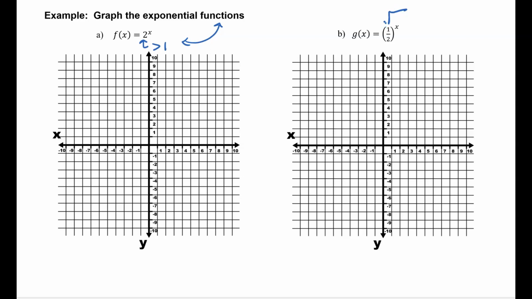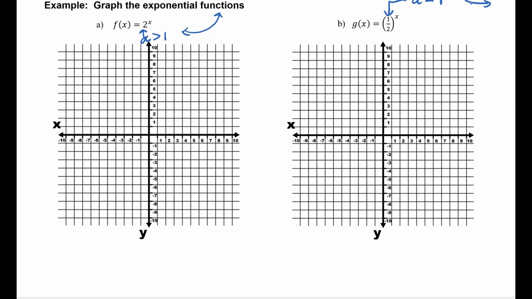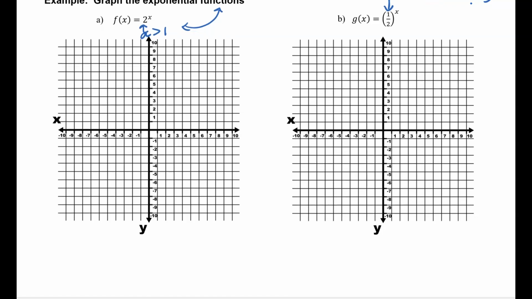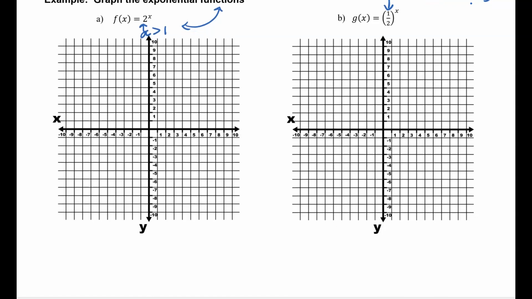This a value, so I'm just going to say a is greater than 1. This a value is less than 1. It's a fraction, so we know that it's going to be exponential decay. So that's just a good way for us to be able to identify. So if you're doing a multiple choice question, you could probably knock off a few options just based on that.